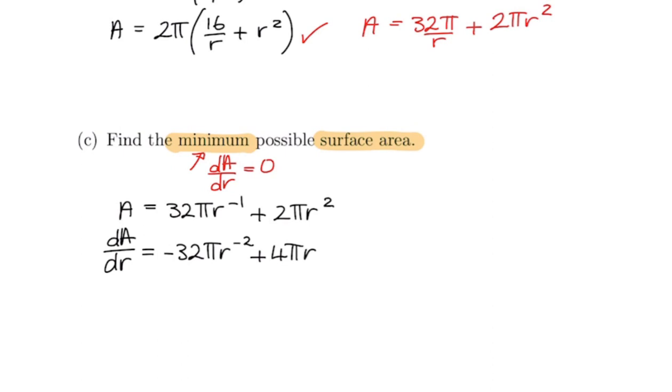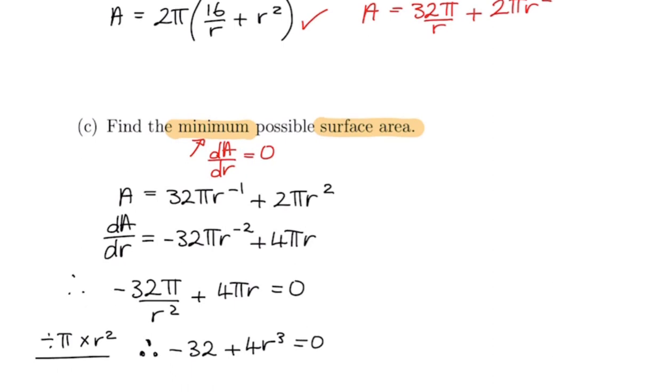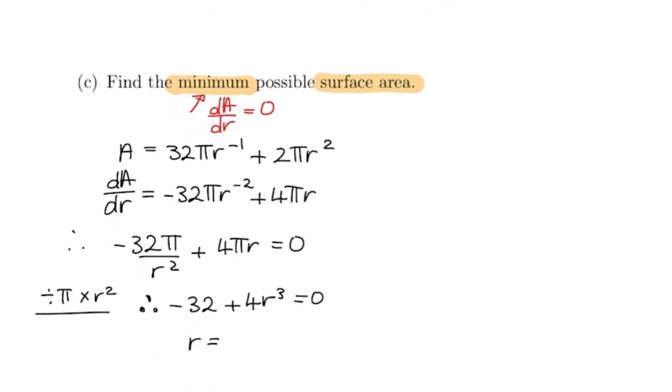We've already said we'll get our minimum when dA/dr equals 0. So therefore, negative 32 pi over r squared plus 4 pi r equals 0. We're going to divide by pi, and we're going to times by r squared. So therefore, we're going to get negative 32 plus 4 r cubed equals 0. If you solve that, you get that r equals 2.